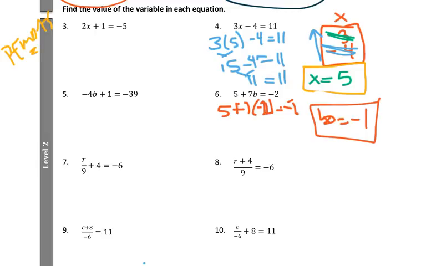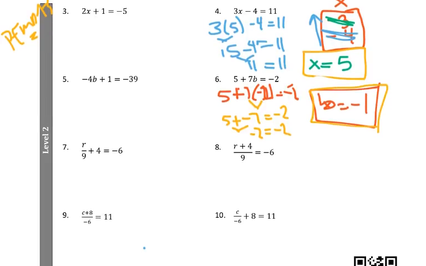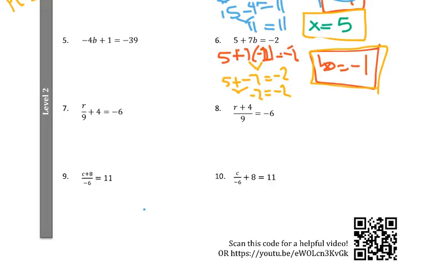You have to do your multiplication before you can do your addition. So this is going to be 5 plus negative 7 equals negative 2. Put these together, 5 and negative 7 is also negative 2. We got the same number on both sides, so we know that this is the right answer. Woohoo! Alright, let's go ahead and do question 8.